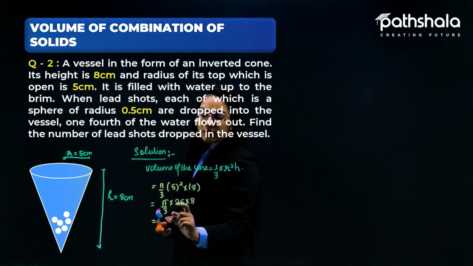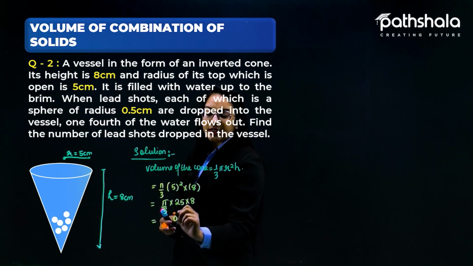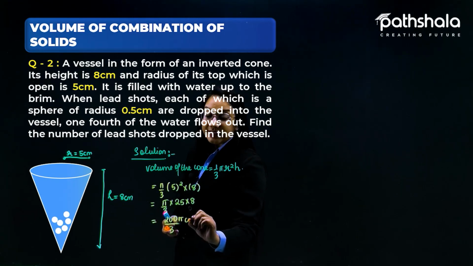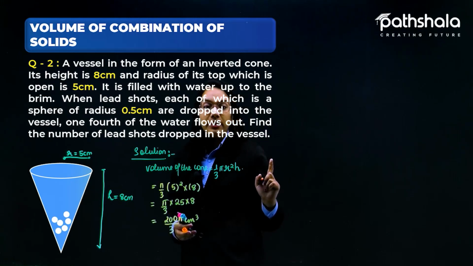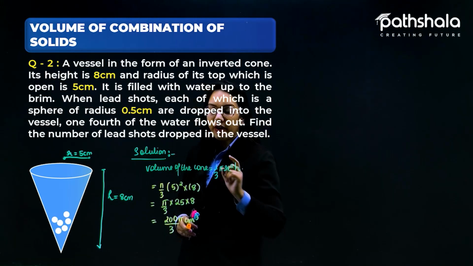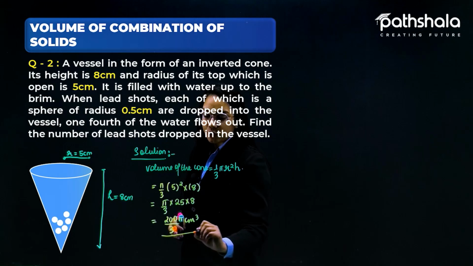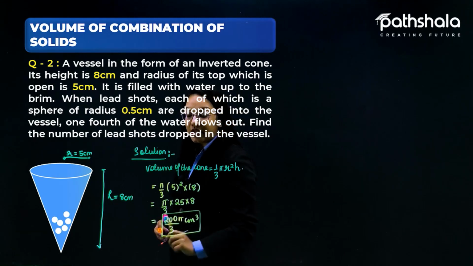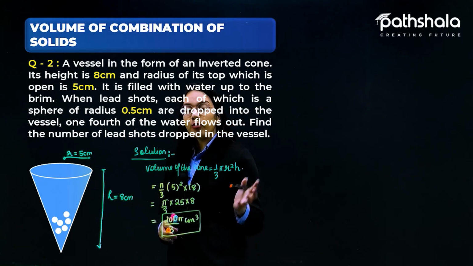If I multiply, 25 times 8 gives 200. We have this as 200 pi/3 centimeter cube. Always remember that the units are in cubic formation whenever we are talking about volume. So this is 200 pi/3 centimeter cube. This is the volume of the cone.